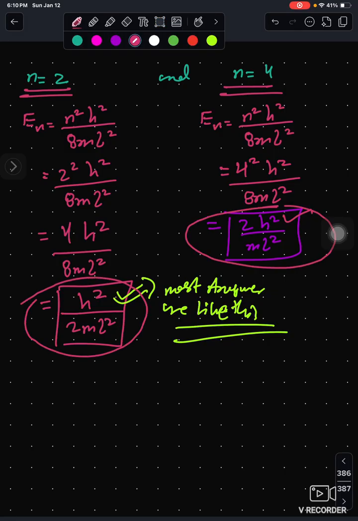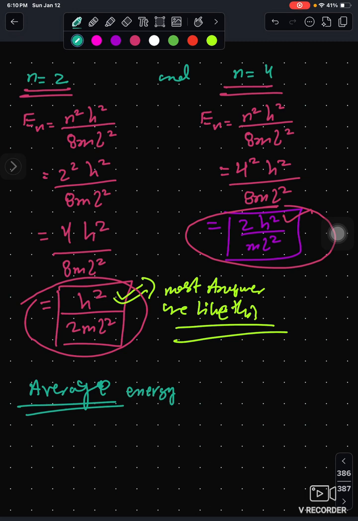Now when we talk about the expected energy, when we talk about the average value of energy, average energy.